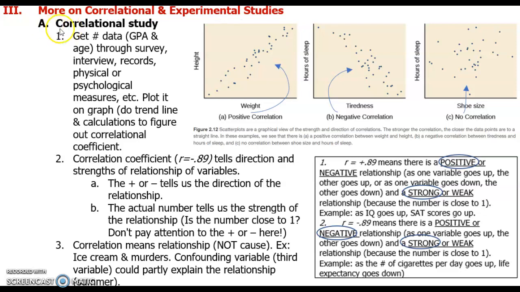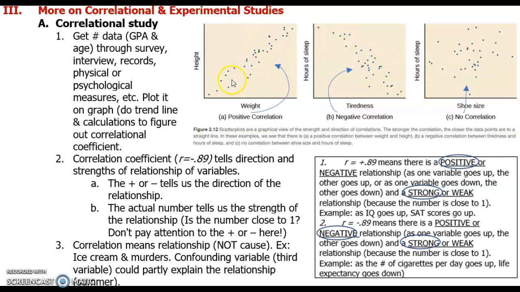All right, so correlational studies, what you do is you go out and you get number data, maybe GPA and age. You get this number data through surveys or maybe interviews or records or physical or psychological measures. So you get this number data and you plot it on a graph, all right? I'm going to show you how to do that with Excel for the data that we got in class. Remember the GPA data? I'm going to show you how to plot that information and get a plot graph, and then you put a trend line on.